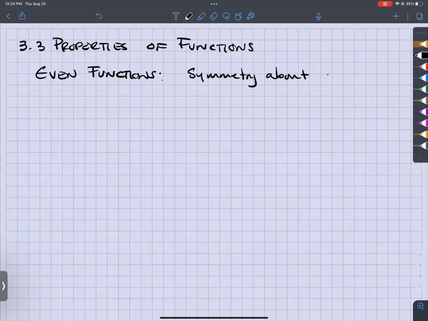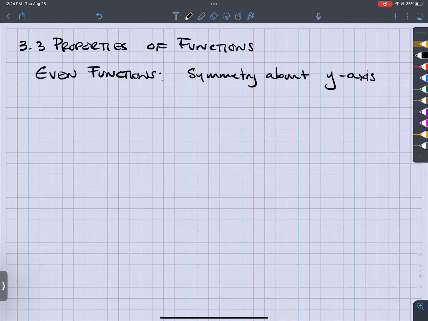It's symmetry about the y-axis. They are even. They're pretty balanced, you know. Yes, they have symmetry about the y-axis.